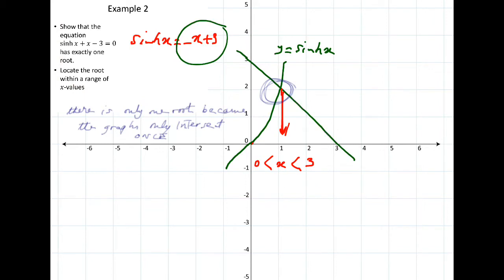You can have a go at example number 3 now, and you should be able to solve all the questions related to this section.